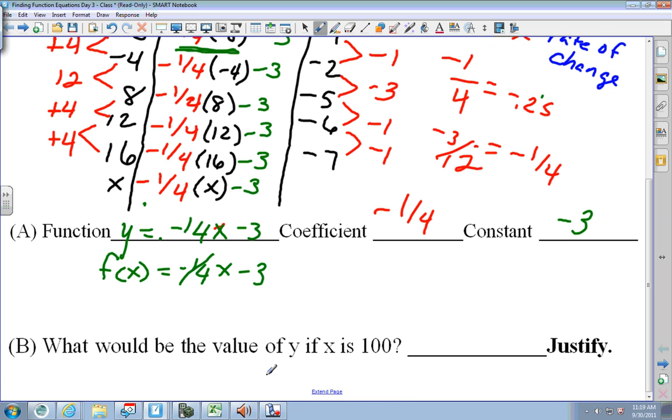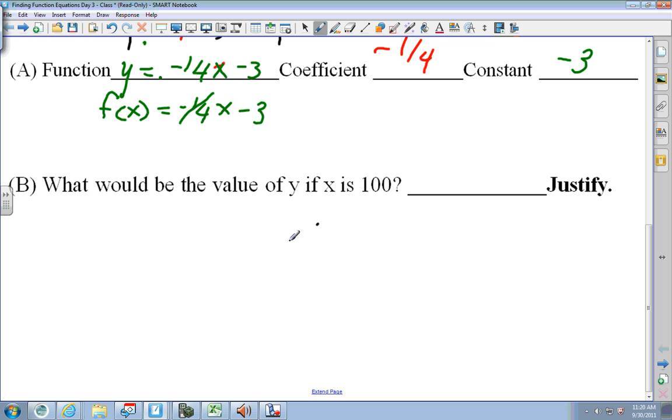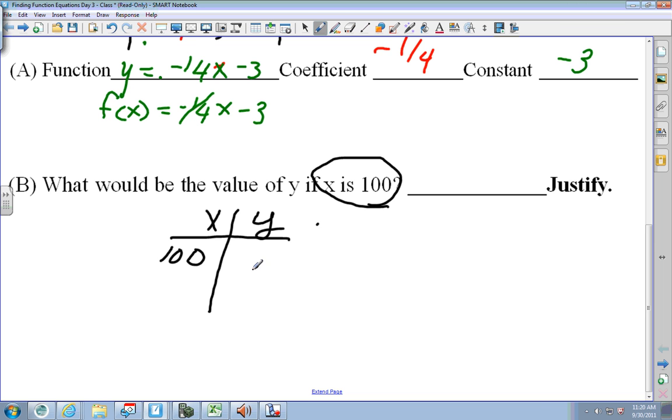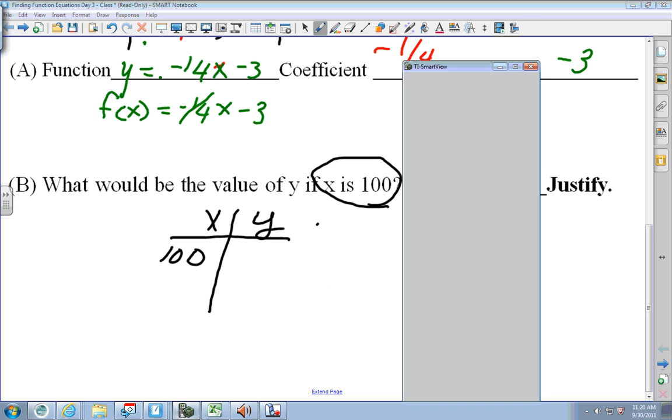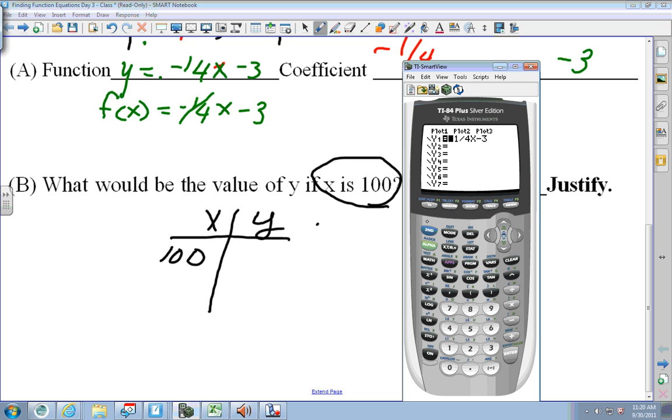Right here, you can pause the video and answer this question, see if you can find it out. It says, what would be the value of y if x is 100? So I would go in the table right here, x, then y. If x is 100, put 100 in here for x, and we need to find y. I already put the equation in there. Second graph. Now you can hold this down and go to where x is 100, or remember the shortcut.